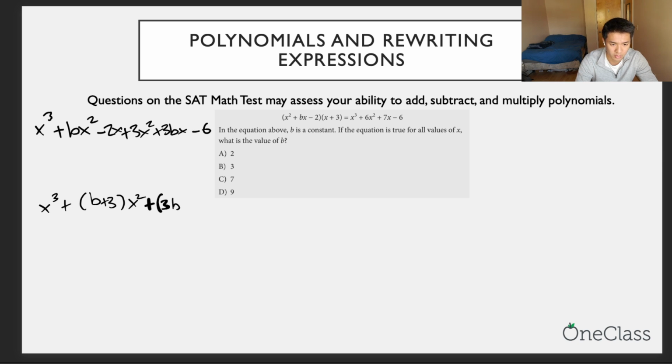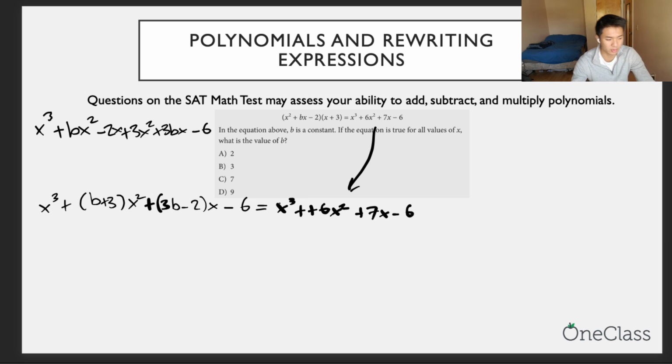We get 3b minus 2x, and then it looks like everything else is going to be about the same, except -6. And that equals, on the right side, we've done nothing with the right side of the equation so far, x cubed plus 6x squared plus 7x minus 6. And that's straight brought down from the right side over here in the original equation.